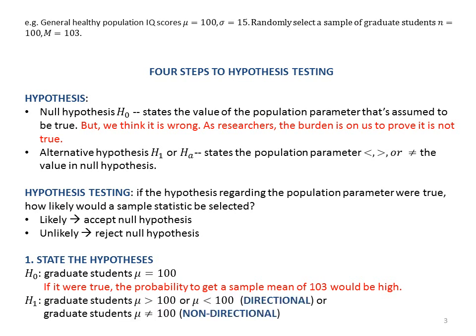There are 3 possible alternative hypotheses. The mean is larger than 100 or smaller than 100, and that will be a directional test. Or the mean is not equal to 100, and that's a non-directional test. And that's what we're going to do in this example.